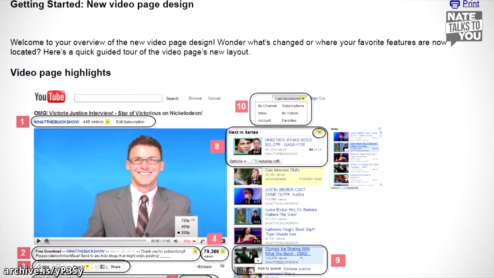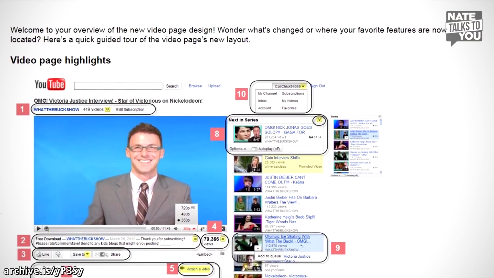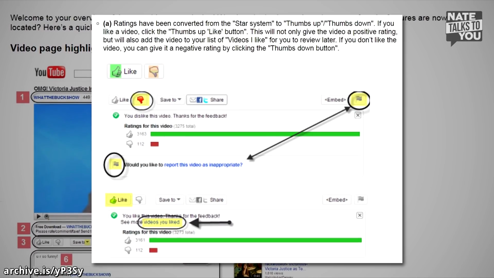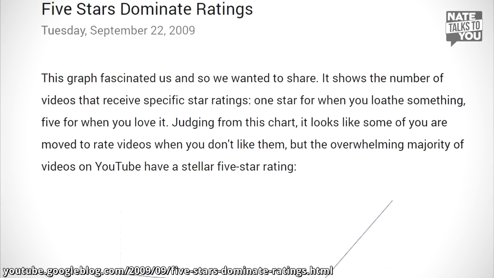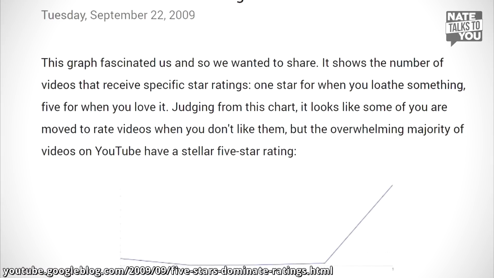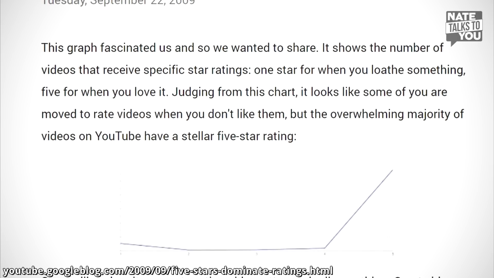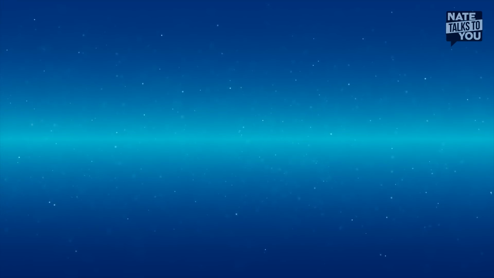But in April 2010, YouTube came out with a new layout that replaced star ratings with the binary like and dislike we use now. So why the transition? Well, YouTube found out that most people were only rating videos 1 star or 5, but rarely anything in between. So why not simplify the feature?